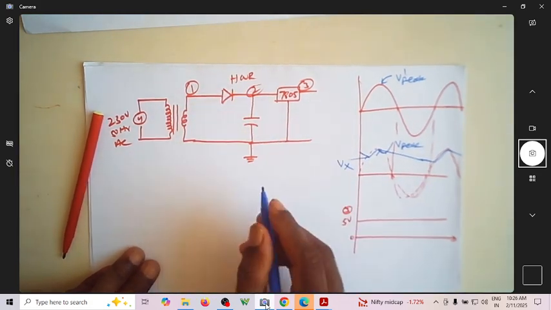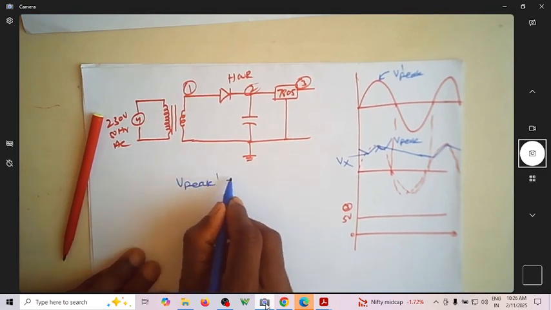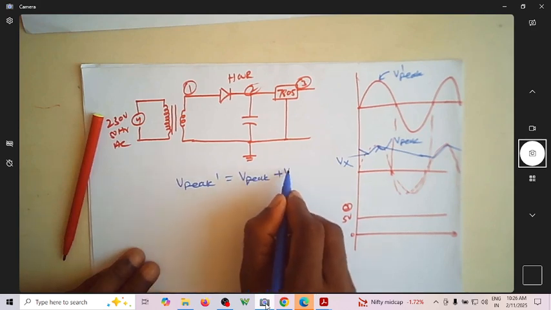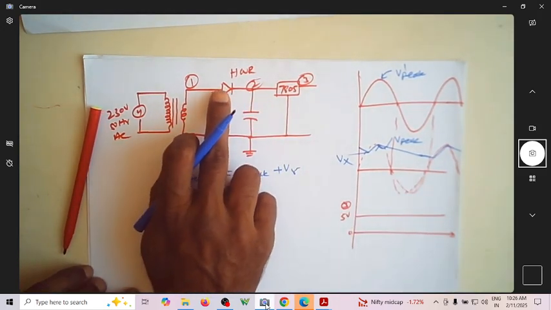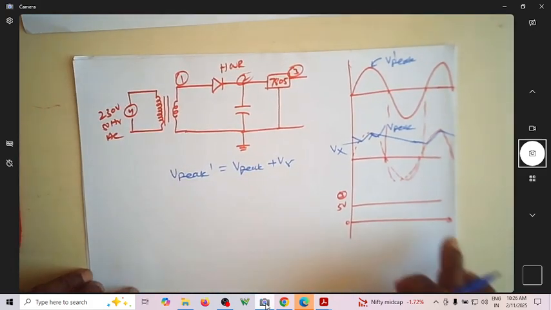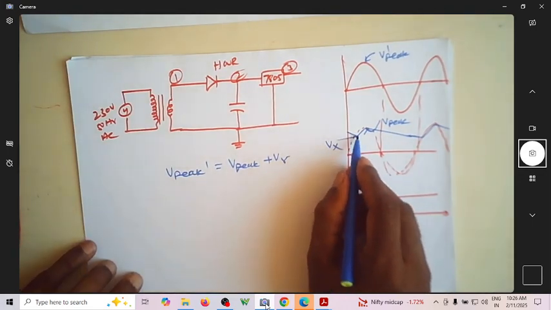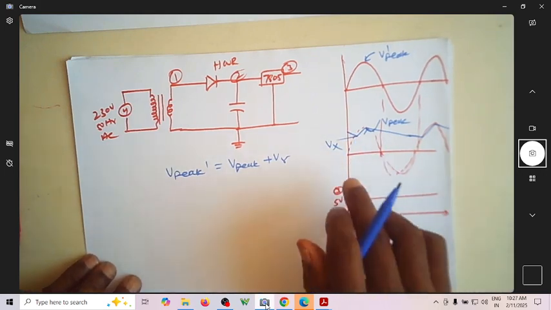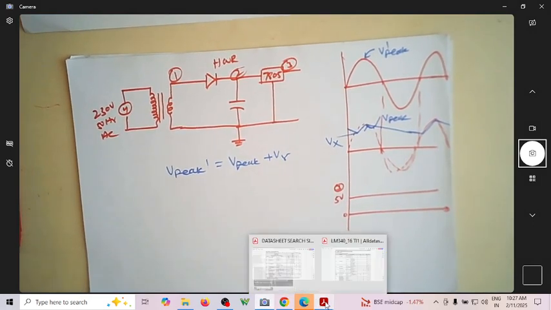So I have a diode here. I can write V peak dash is actually V peak plus V gamma, that is, whatever diode drop comes here. So this voltage is this voltage plus the diode drop. That is the peak voltage. So what is this Vx? Vx is the minimum voltage you should maintain so that this regulator gives a constant output. So let us go back to the data sheet and try to find out what minimum voltage is required.